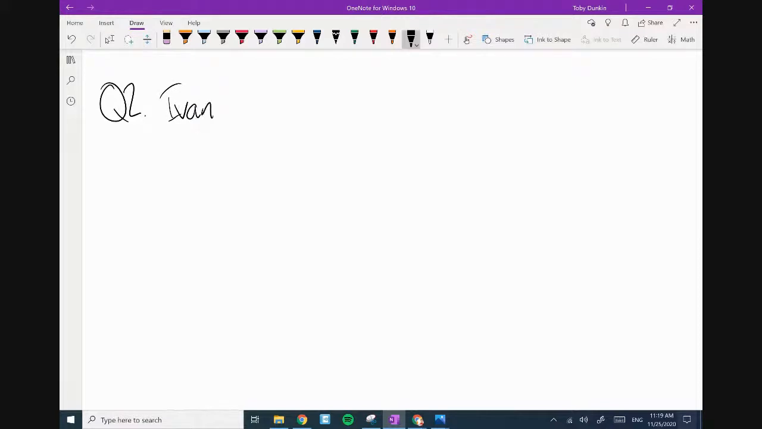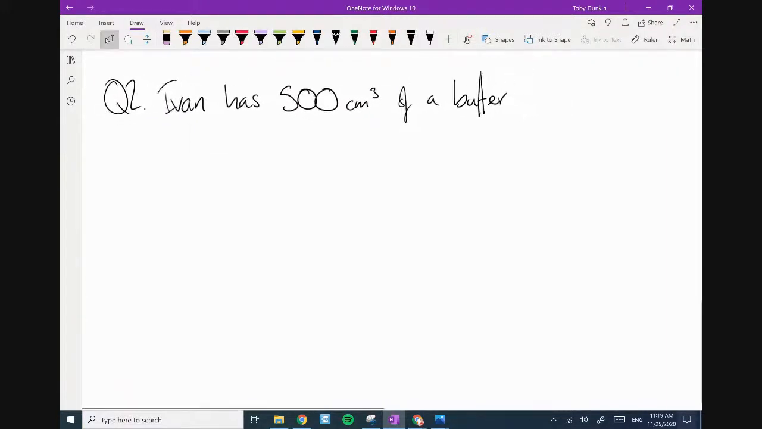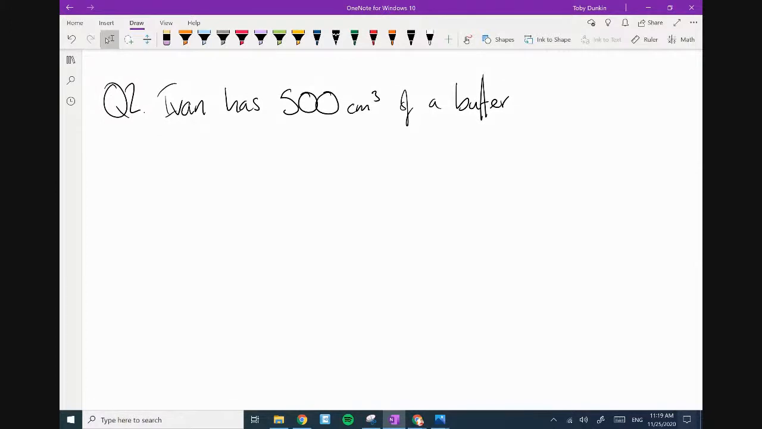Ivan has 500 centimeters cubed of a buffer. I'm tempted to make this really hard now. I'm going to make a mess of this if I do this. Problem is, if you start making up questions and I don't give you enough information, I'm going to stuff this up. I don't want to get lost and give you a question I can't answer. Ivan has 500 centimeters cubed of a buffer.